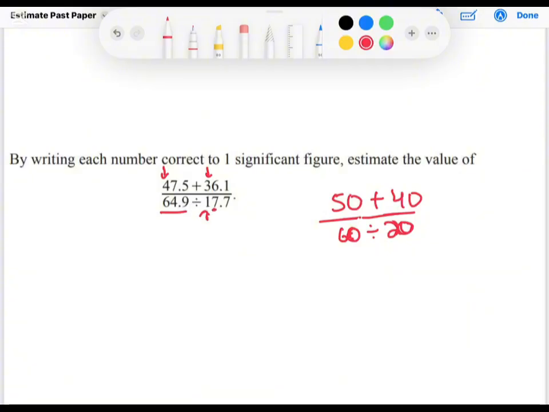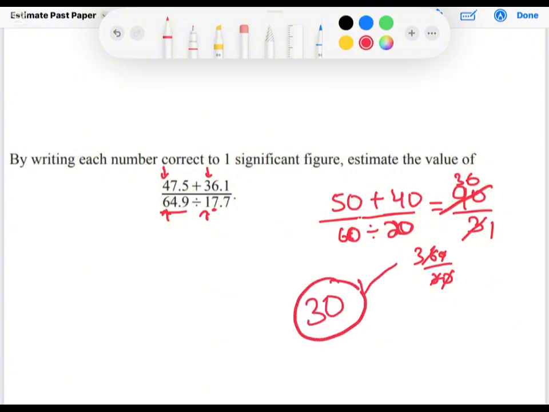After 1 I have 7, so I will add 1, this will become 20. And after the first significant figure there is a 4. 4 is lesser than 5, so this will become 60. So first we will solve the numerator, 40 plus 50 will be 90, and you can see 60 divided by 20, the zeros cancel out, 3 twos are 6, so it will give us 3. So the final answer will be 30. I hope everything is clear in this question.